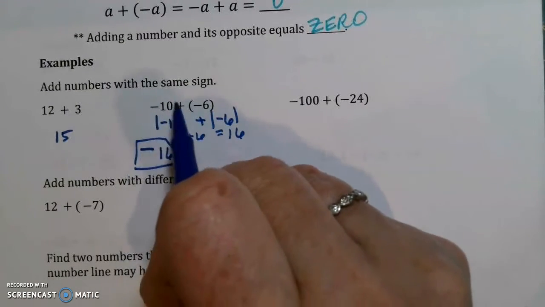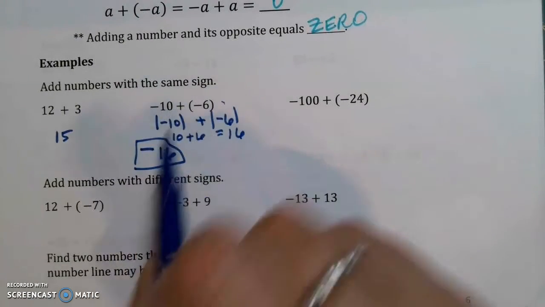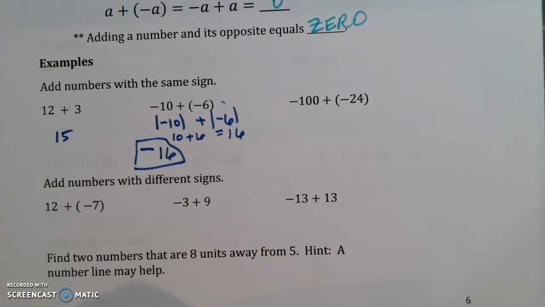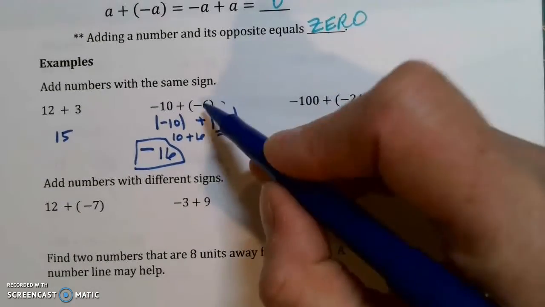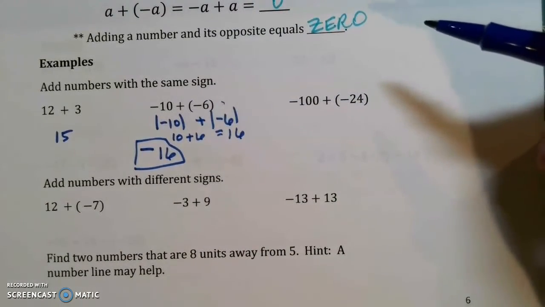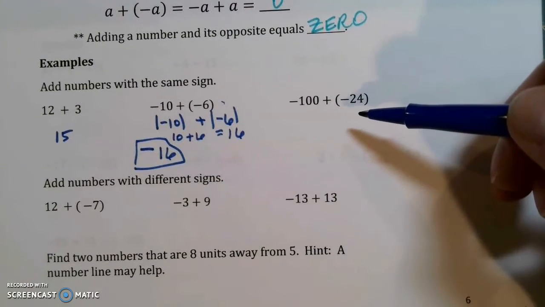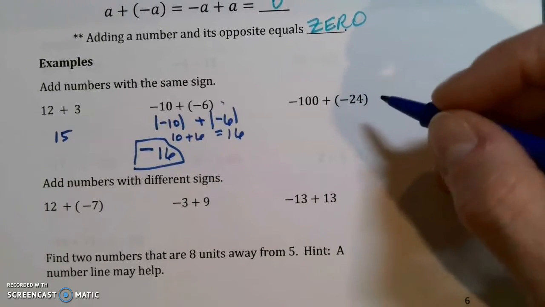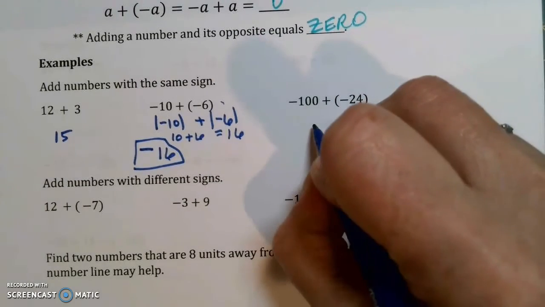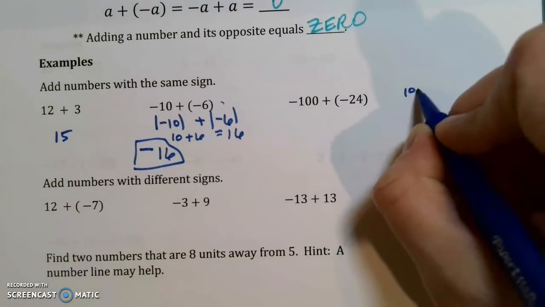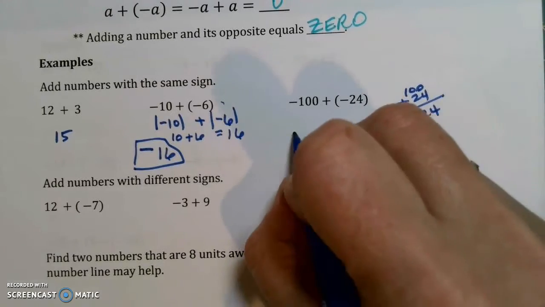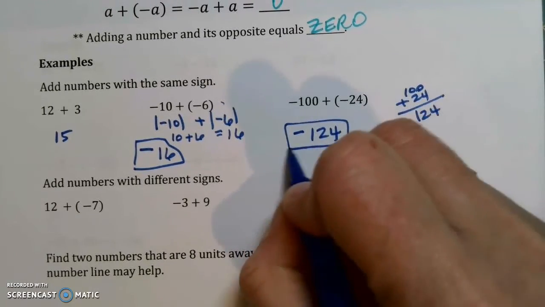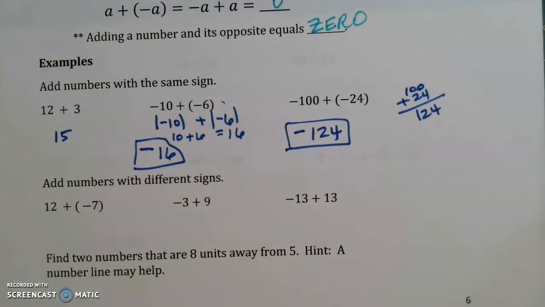So I owe $10 and then I borrow another $6. So I go further into debt. I go farther into the left-hand side of my number line. And then the same sort of thing is going to happen here. These parentheses here are just highlighting the fact that there is a negative number there. They are not doing anything else. It's just kind of a little wake up for your eyes. So this one, again, we would add those two absolute values, I get 124, but because they are both negative, that's the sign of my answer.